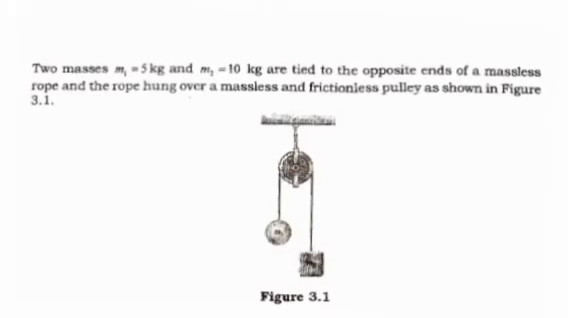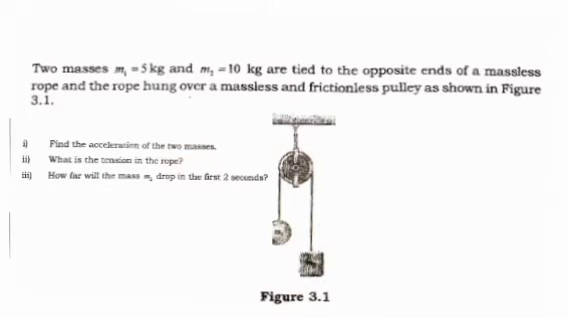They're saying two masses, M1 is equal to 5 kgs and M2 is equal to 10 kgs, are tied to the opposite ends of a massless rope, and the rope hangs over a massless and frictionless pulley as shown in the figure below. So I'll draw a figure, but let me try to read the questions through. They're saying find the acceleration of the two masses. What is the tension in the rope? Then they're saying how far must M2 drop in the first 2 seconds.